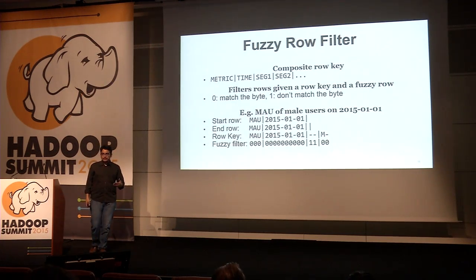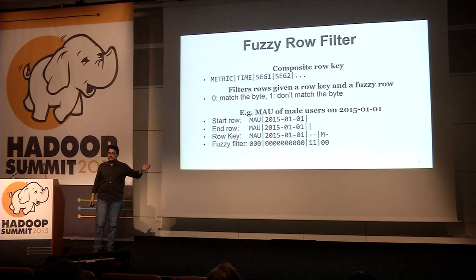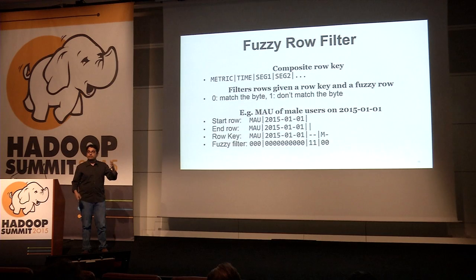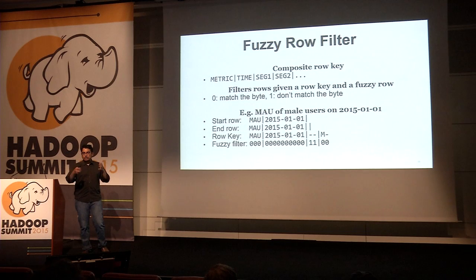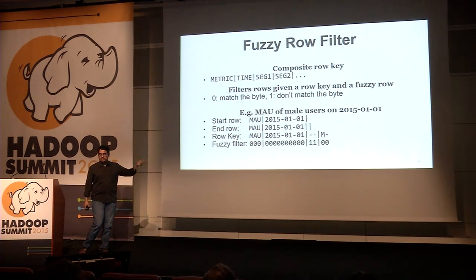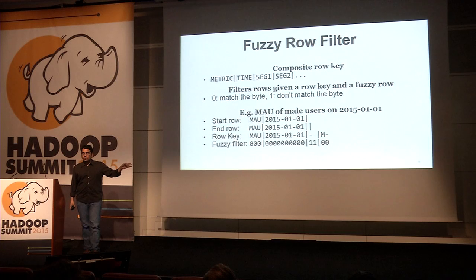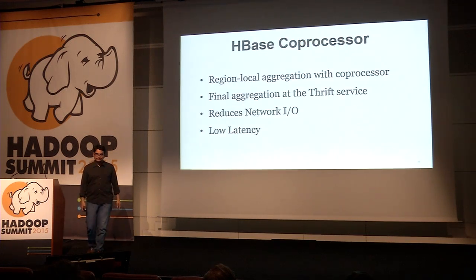So the fuzzy row filter, just a small example. Let's say the composite row key is a metric, time, and a bunch of segments. So you can specify, let's say you wanted to see monthly active users for January 1st, and you didn't know what the other segments were, let's say the country code and something else. So you could create a fuzzy row filter that would say match the ones that you want to match and don't match the ones that you don't know about. So you could basically get the starting and ending row for that, filtered by the fuzzy row filter.